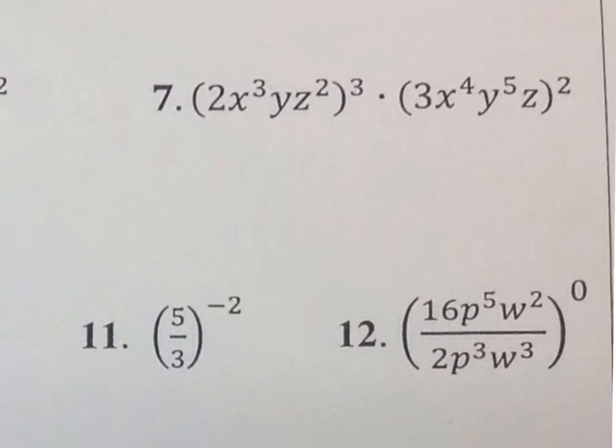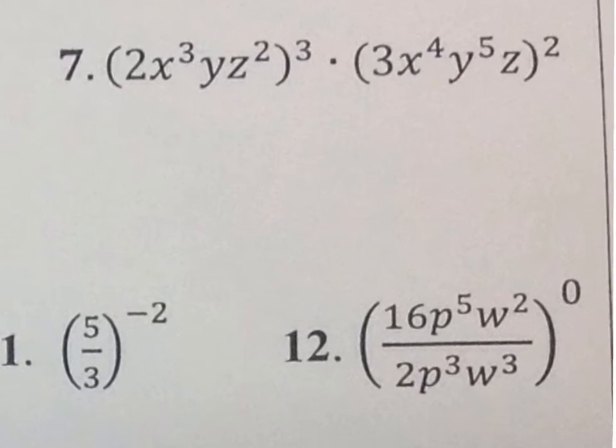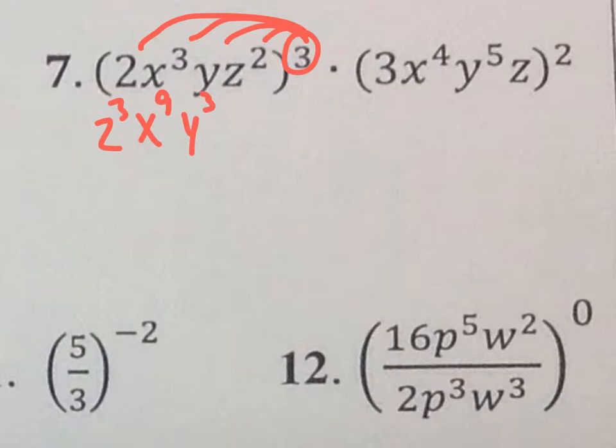Number 7. By the way, the reason why I'm explaining all these is because these exact questions are coming out on tomorrow's test. It's like a second shot at the same test or same quiz. So number 7, we're going to distribute the outside exponent 3 to the 2, to the 3, to the 1, to the 2. So you're going to have 2 to the 3rd, x to the 9th, y to the 3rd, z to the 6th. And once again, power to a power, you multiply. That's why we end up with those exponents. So 2 to the 3rd is really 8, x to the 9th, y to the 3rd, z to the 6th.